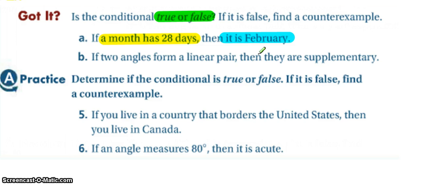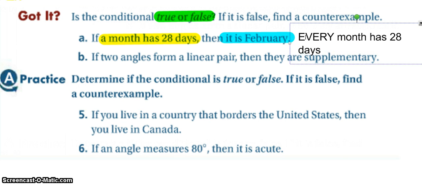Hopefully you did not fall into the trap. If a month has 28 days, well, here's the funny thing. Every month has 28 days. So this is false. So then think about B.